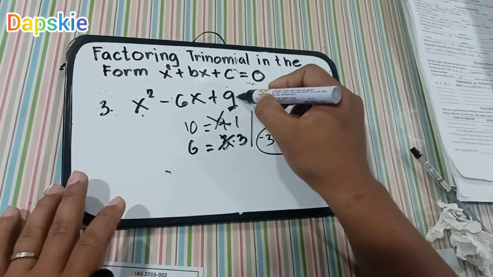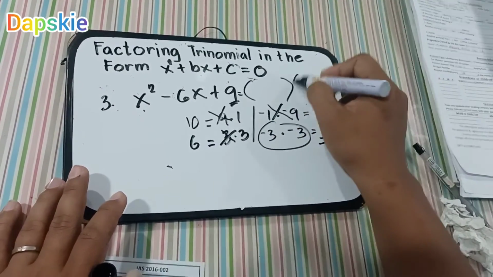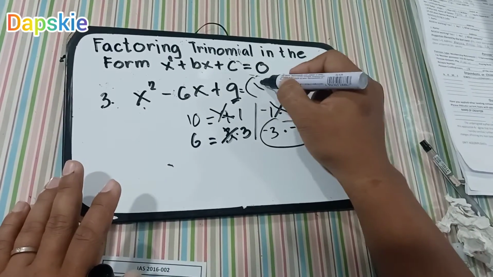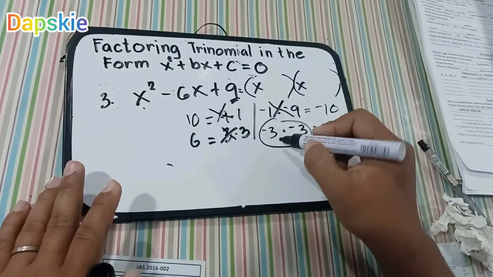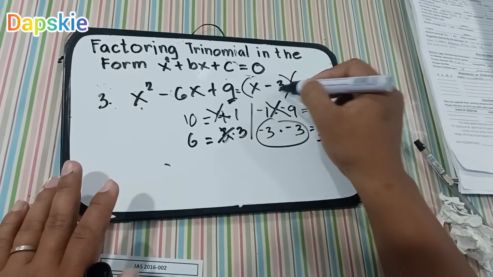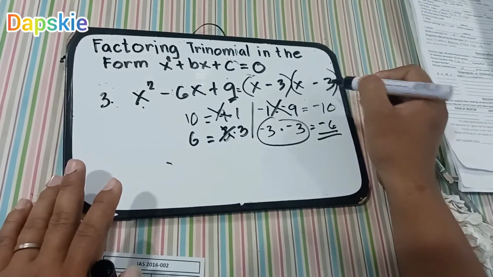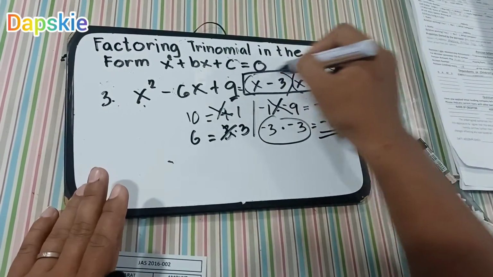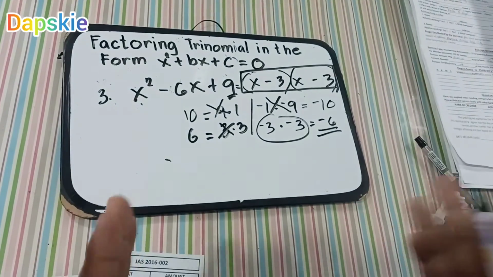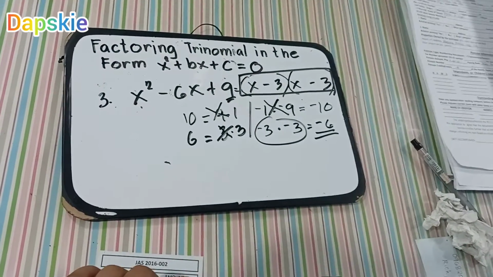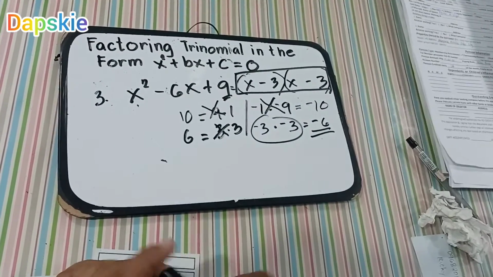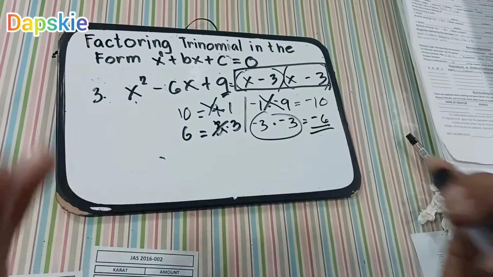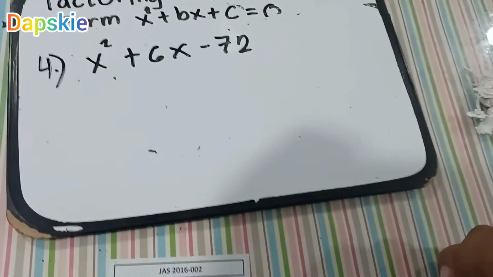Now we make two parentheses with x. Since negative 3, we write negative 3, and the other one is negative 3. Now we conclude that this is the final factor of this trinomial. I hope you understand again. Do you want more examples? Okay, I have one more example.